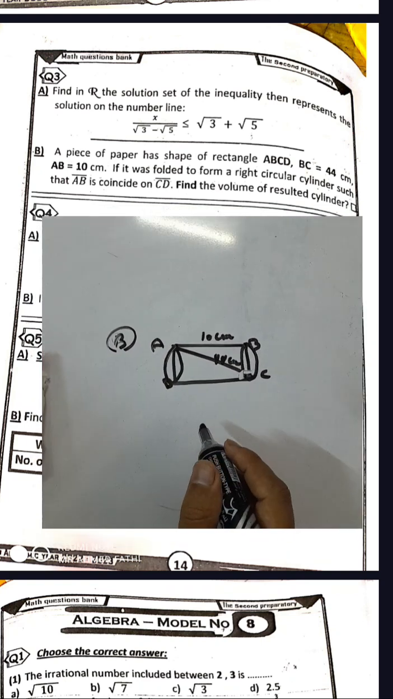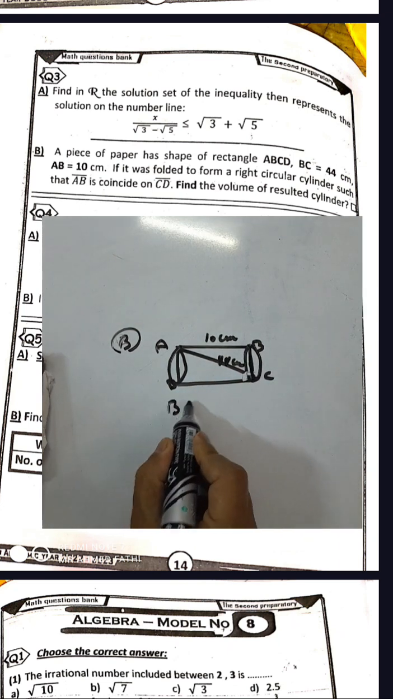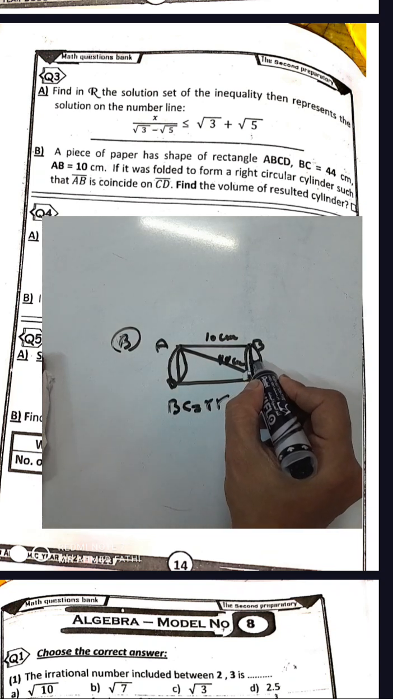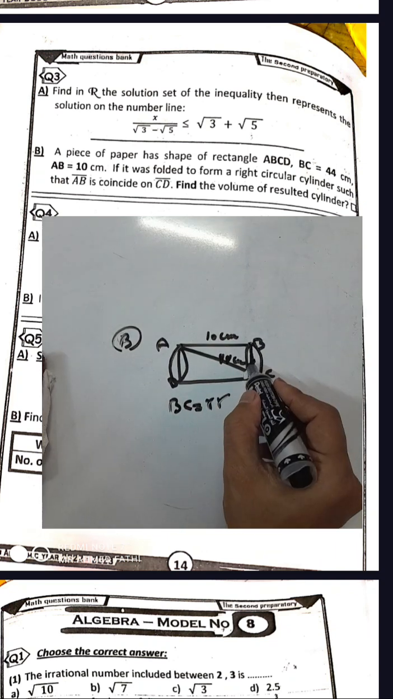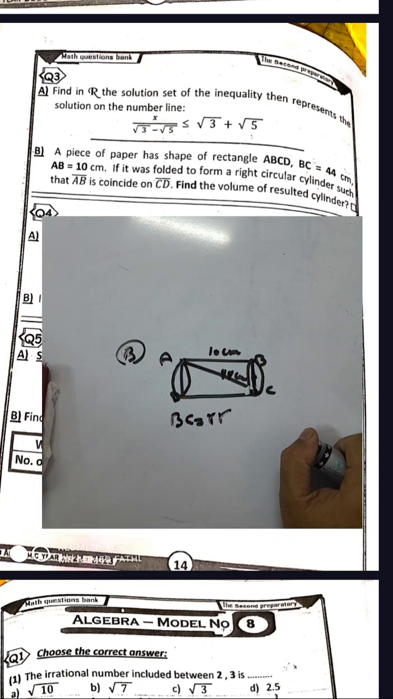We have a cylinder, then you can write BC equal to twice the radius, because BC passes through the center of the circle, since the base was a circle. You can find BC from Pythagoras. We have AB was 10 centimeters and AC was 44. Again, ABCD here is a rectangle, BC.